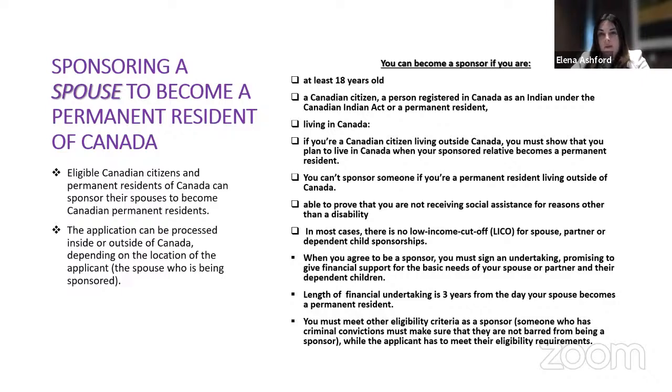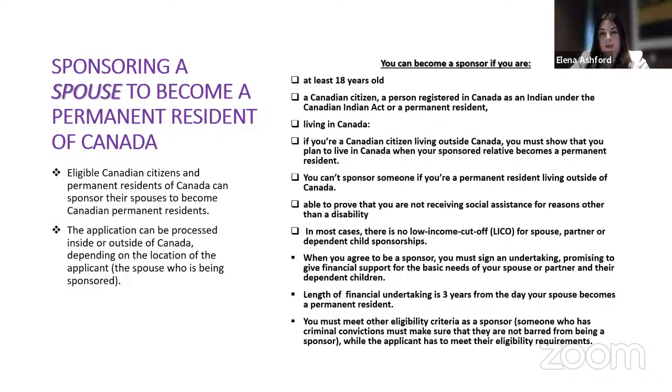There are voluminous application materials in each case. All depends on particular circumstances of the relationship. Generally, I advise my clients to prepare a relationship statement, gather letters from relatives and friends, describing the relationship in support of the applicant and the sponsor.